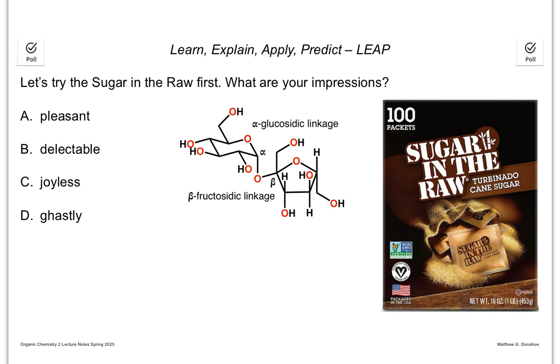So, turbinado is sugar that has not been as refined. That's where the color is coming from. The color comes from molasses. It just hasn't been fully purified out of it. So go ahead and finish up your question 1 here. How do you perceive it?